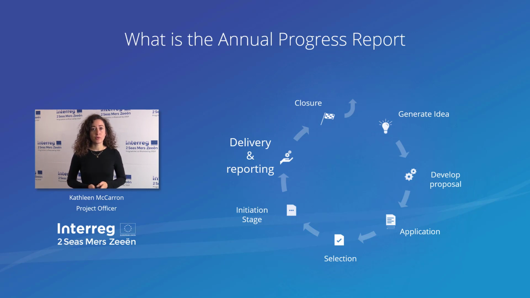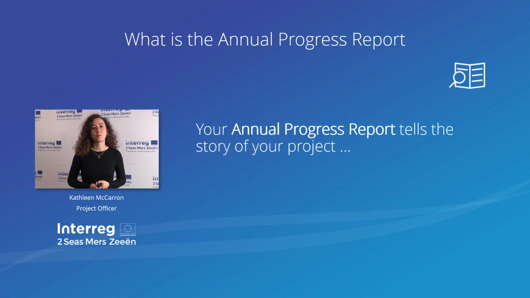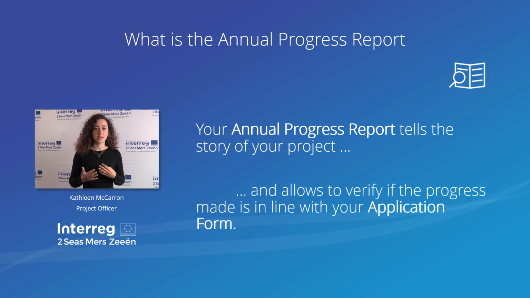The annual progress report is a document that will allow you to explain the activities that have been implemented by your project, but also allows us to see that it is in line with what was indicated in your application form at the start of your project. It is also useful information for us to report towards the European Commission on how the funding is used. If you want more information, you can also find some details on fact sheet 6 of our program manual.